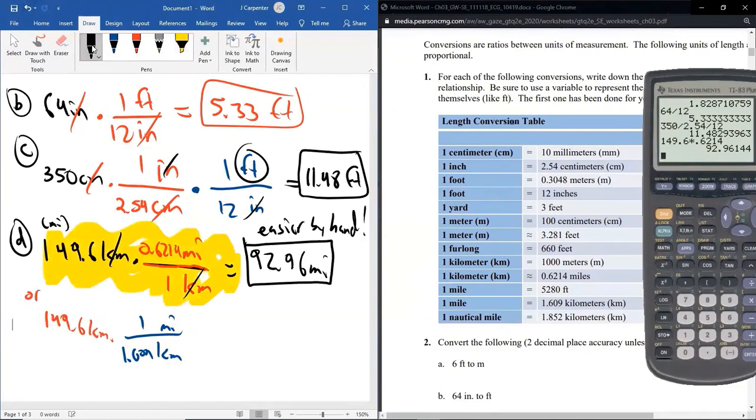And here's the reason, this is the entire reason, this is a multiplication of 149.6 times 0.6214. Would you rather multiply decimals or would you rather divide decimals? That's what I'm talking about, easier. By hand, I would much prefer to multiply decimals, especially when we're dividing by a 4-digit number, 1609. Good gravy. That is not a fun division to do by hand.